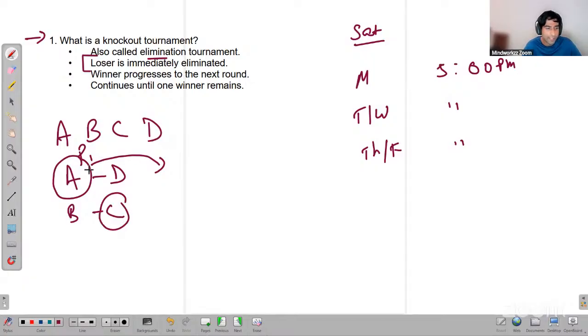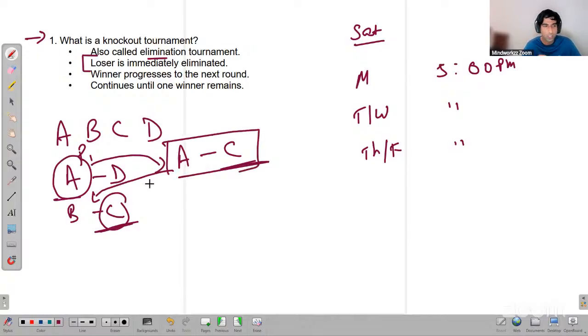So A will advance to the next round and he will play against the winner of the second match, which we have taken as C. That is essentially what knockout is about. Then you have the second round, and in our example, we have only two players left in the second round. Whoever wins is going to be the winner. I'm assuming A is going to win.